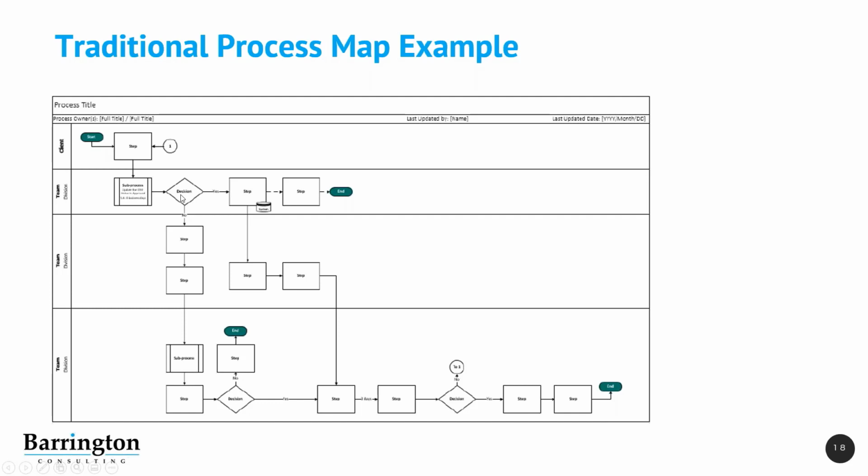This could be an approval. Was this approved? Yes, no. This could be around a different application type. It could be around a different product, a different grant request type, whatever that may be, right? It may go one way if it's a certain type, and it may go another way if it's a certain type.